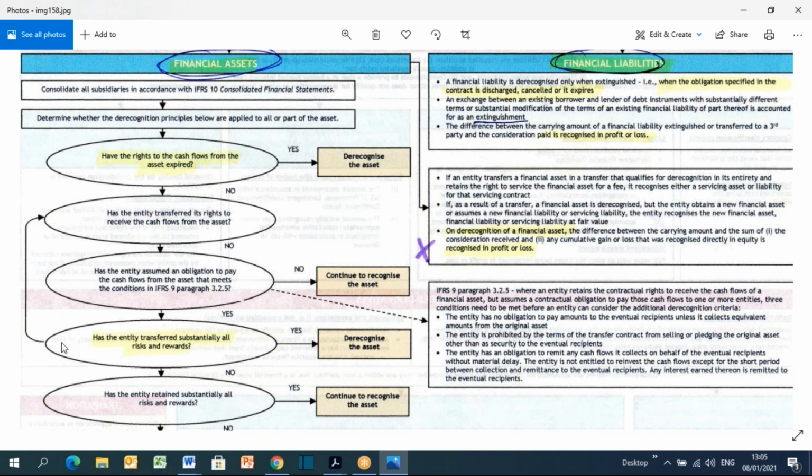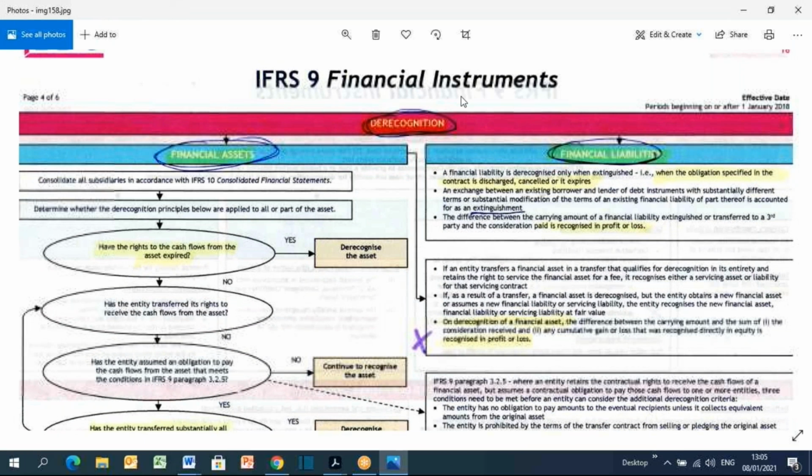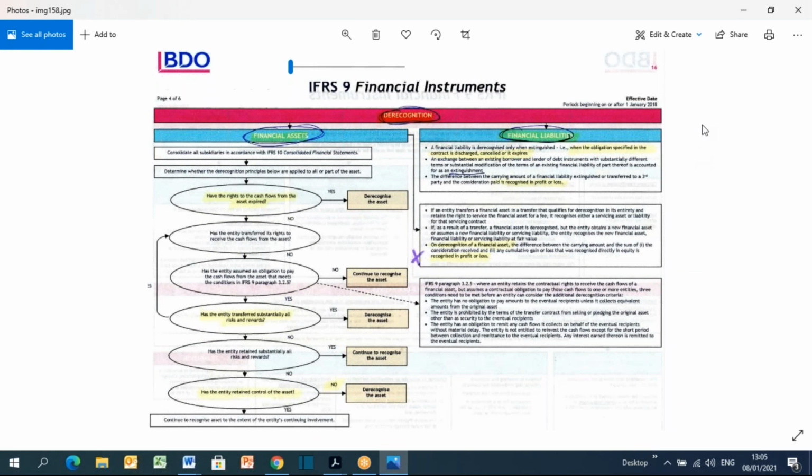If the company retains substantially the risk and rewards, and you have a list of examples of what the substantial risk and rewards are. Again, the financial liabilities should be derecognized when they are cancelled or expired, and the differences should be recognized in P&L. This is such a good layout, and it has both of them in here, financial assets and financial liabilities, and it will be so good in your exams, believe me when I'm saying this, because I've used these notes.